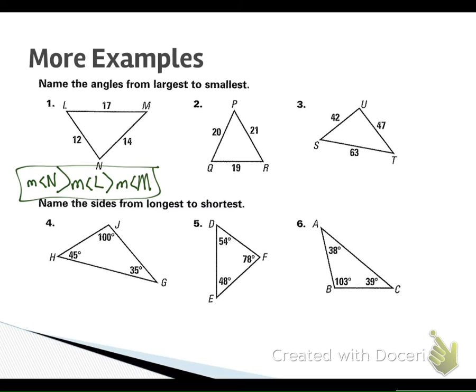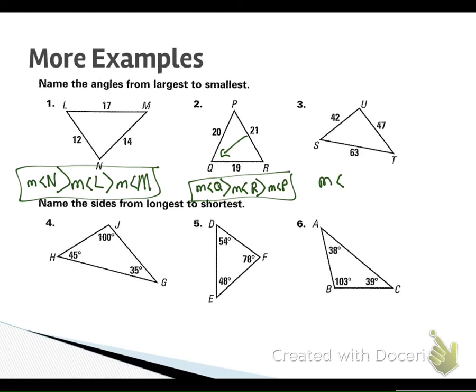So our biggest one is across from our largest side, which is 21. So the measure of angle. Okay, so our largest angle is which angle? It's Q, because it's across from our biggest side, 21, which is greater than measure of angle. What's our next biggest? R, which is greater than our smallest angle? P. Okay, our last one of this type, we have the measure of angle.